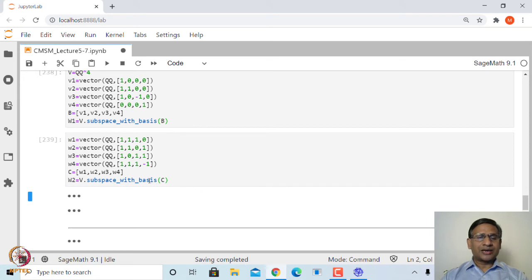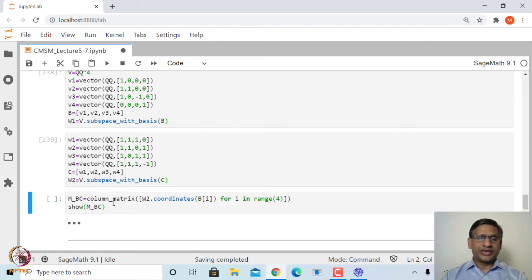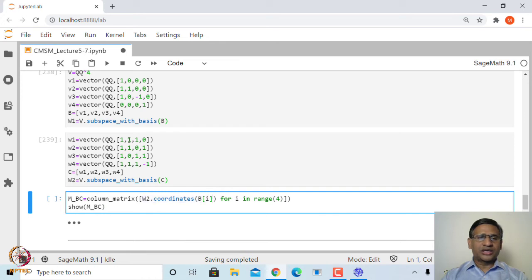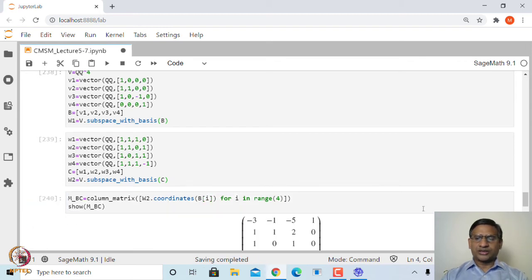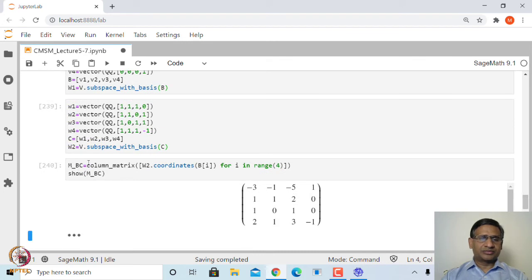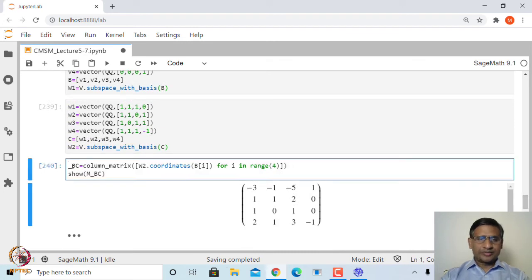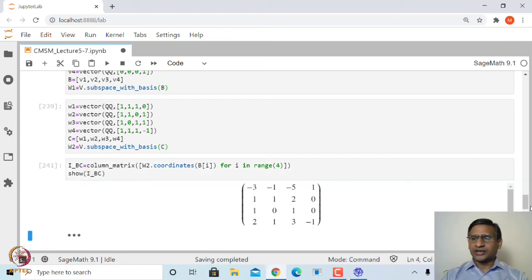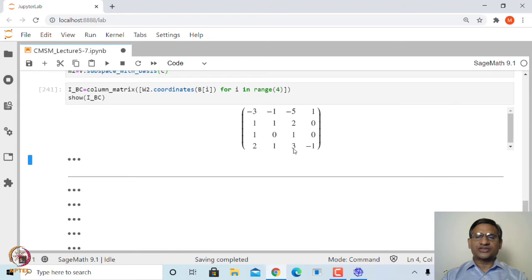And then we know how to find the matrix of change of basis from B to C. We have already done this, so let us just recall how we did it. The matrix of change of basis from B to C can be obtained as the column matrix of the coordinates of V1, V2, V3, V4 with respect to basis W1, W2, W3, W4, and this is this matrix. In the problem I had denoted this by IBC, so let me declare this as IBC. Right, this is the matrix of change of basis.